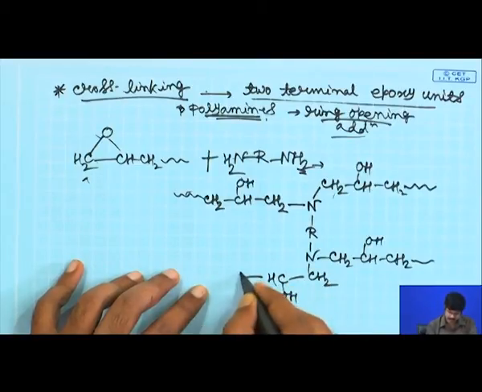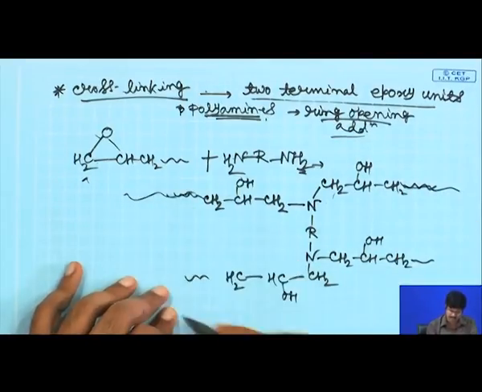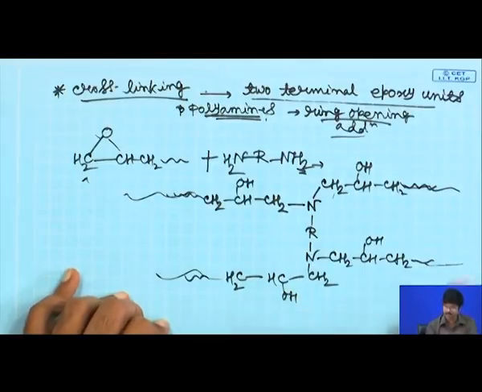a product which is like this. So, this is how you have cross linked. So, this is one chain, this is one chain, this is one chain, this is one chain. So, you have cross linking. So, this is one of the ways to cross link.